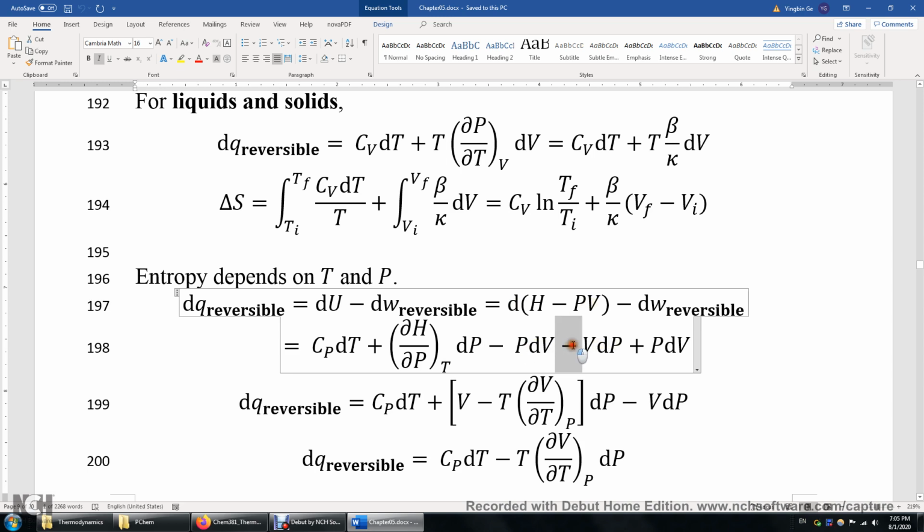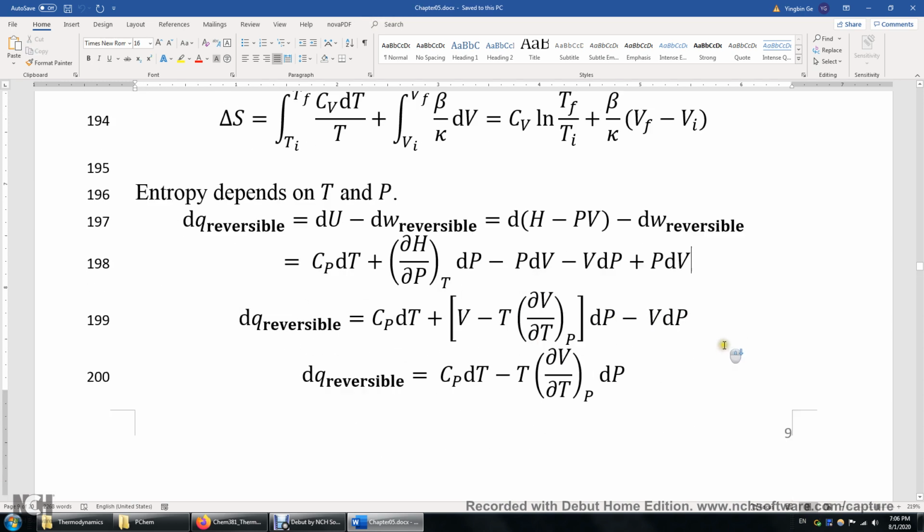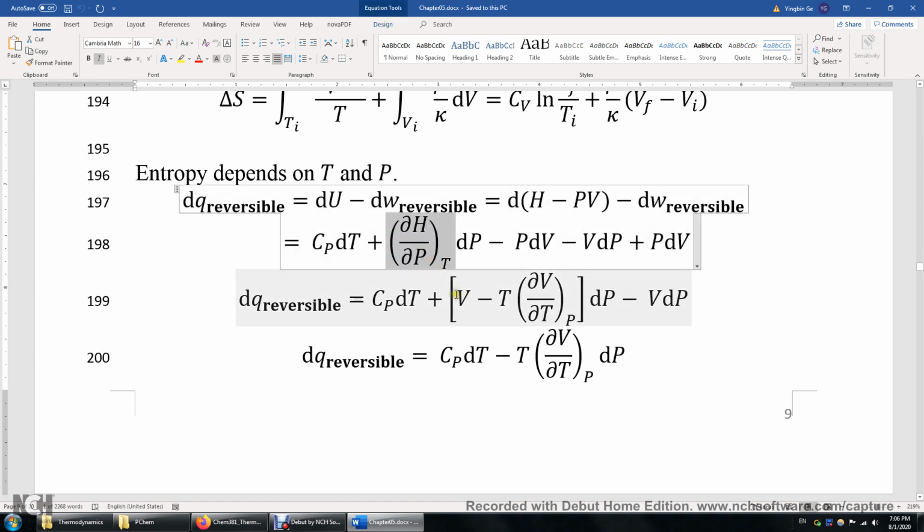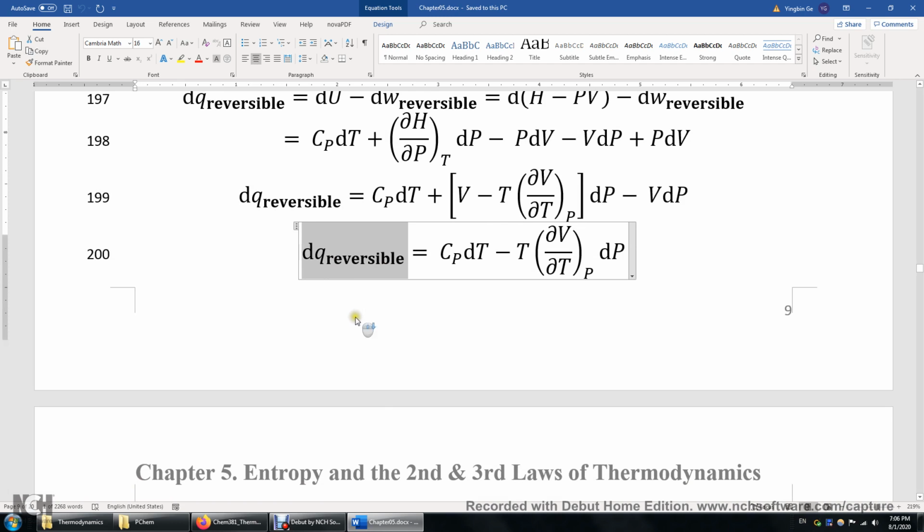Now with the negative sign in front. How about negative dw reversible? It's just negative PdV. So therefore, it's positive PdV. PdV and PdV cancel. Then we expand this part. This part is equal to V minus T times ∂V/∂T. The derivation from here to here can be done after you learn chapter 6. For now, let's just accept this expression. And VdP and negative VdP cancel. So we have dq reversible as a function of dT and dP. Again, we plug this into the formula of entropy.